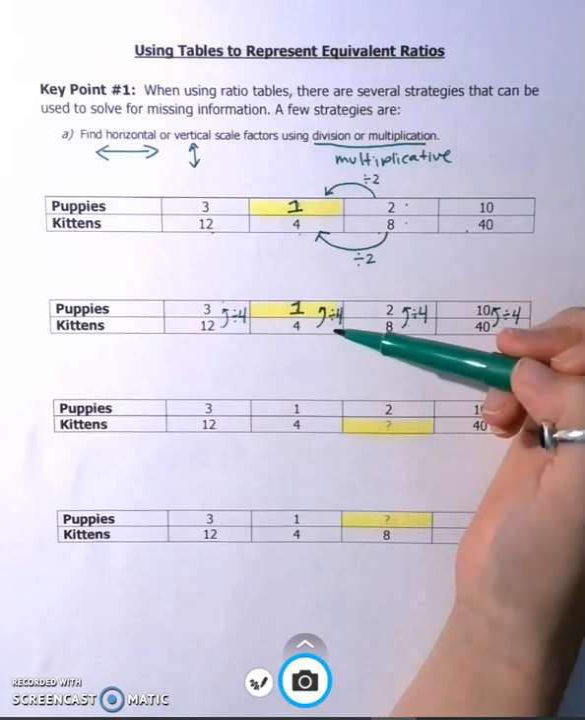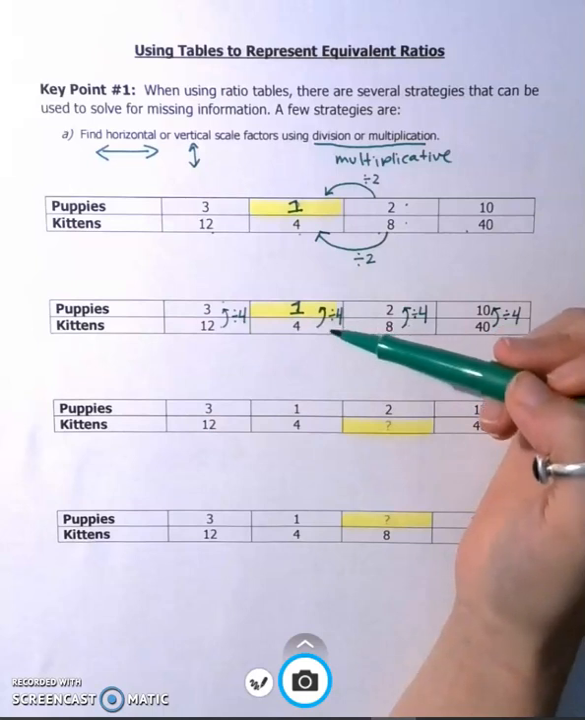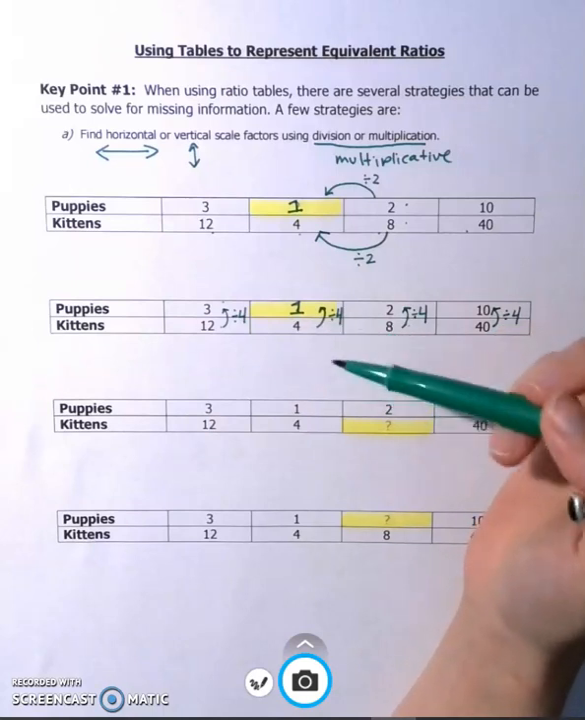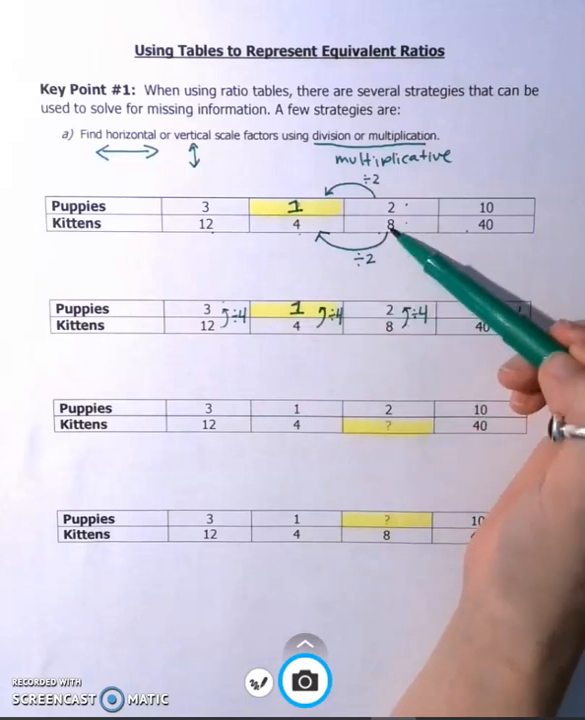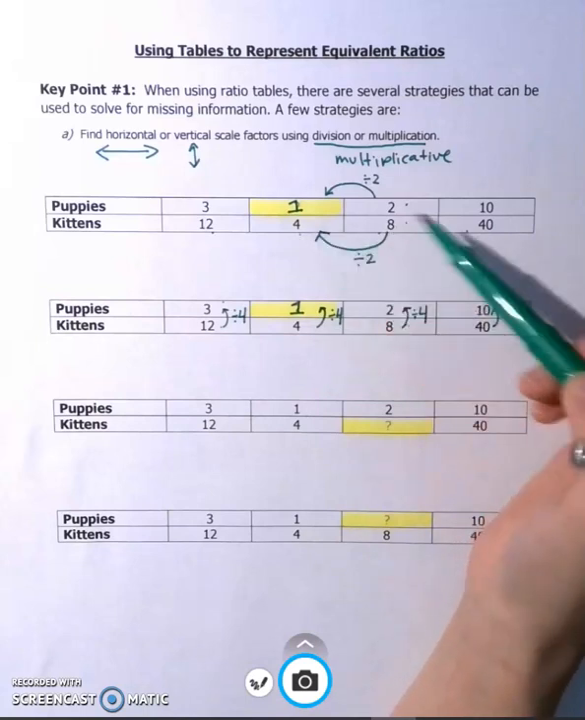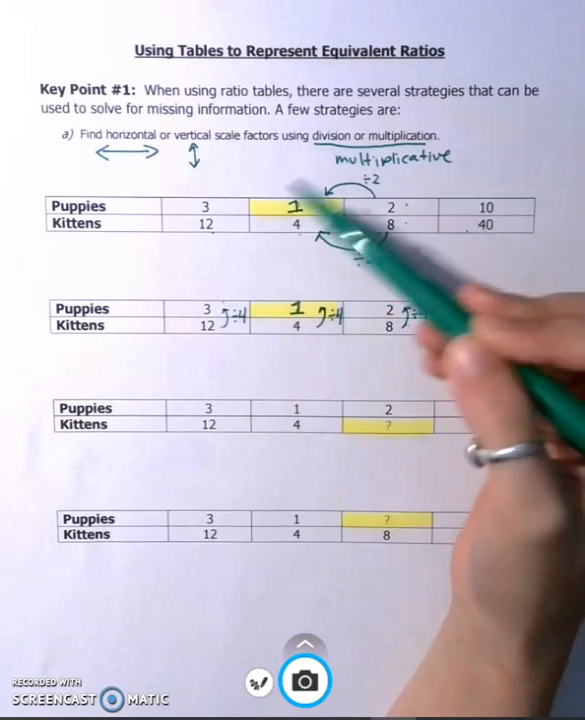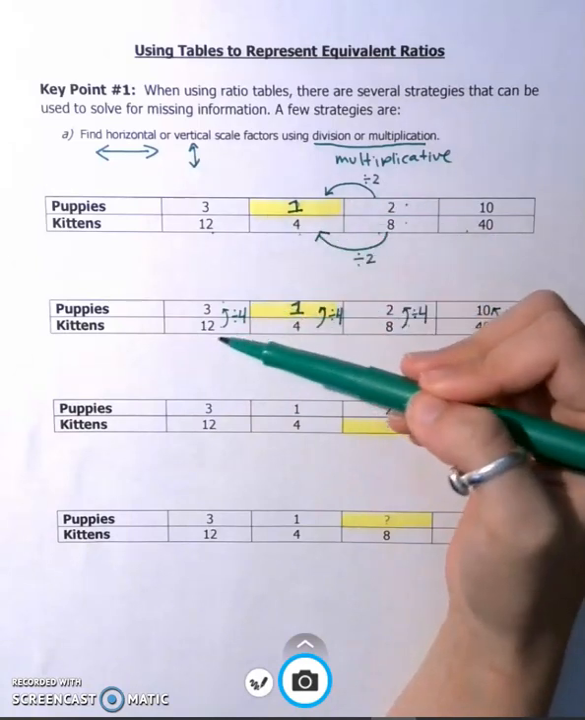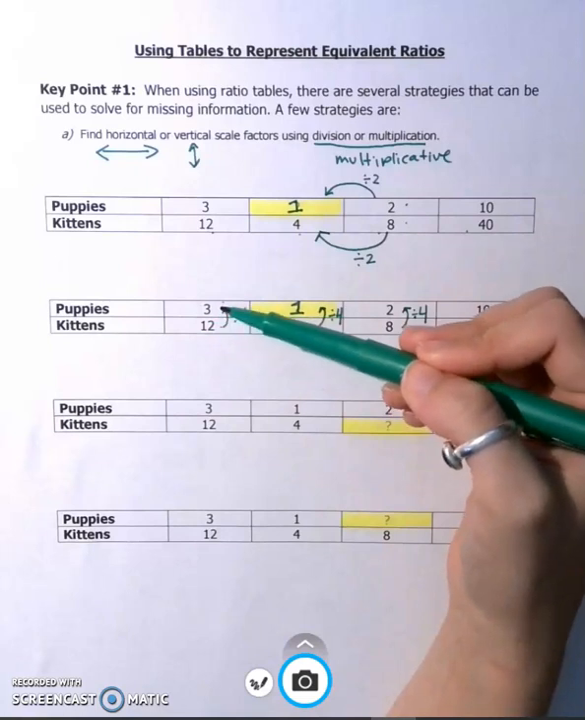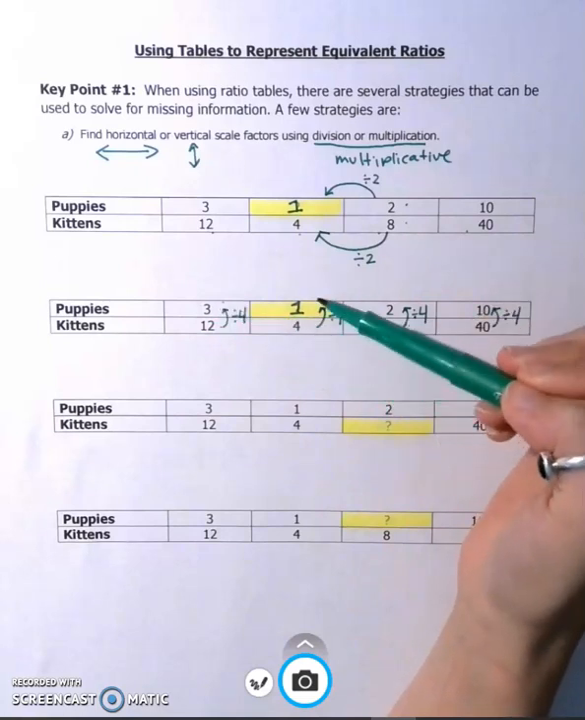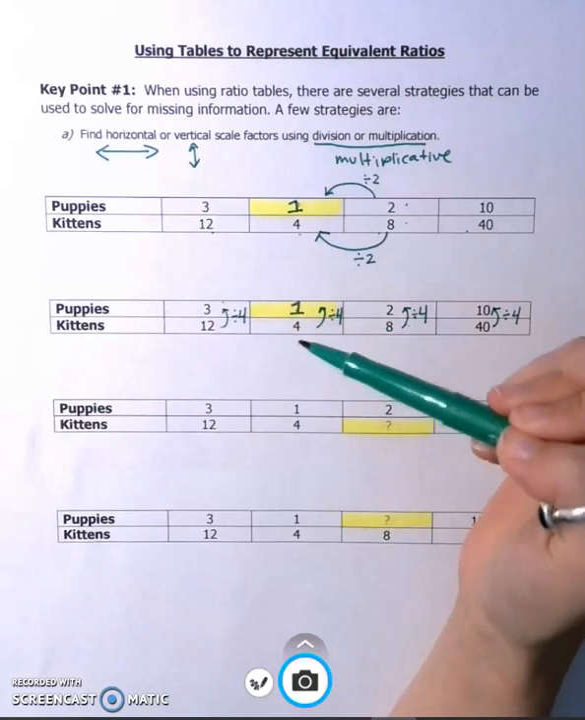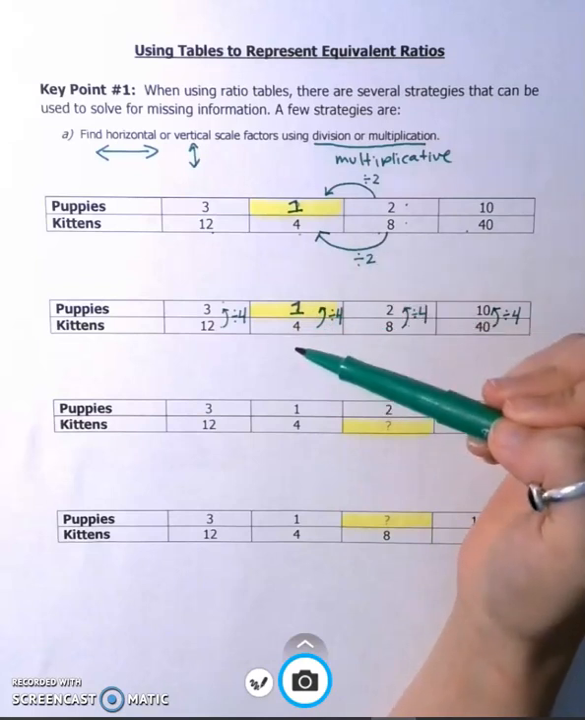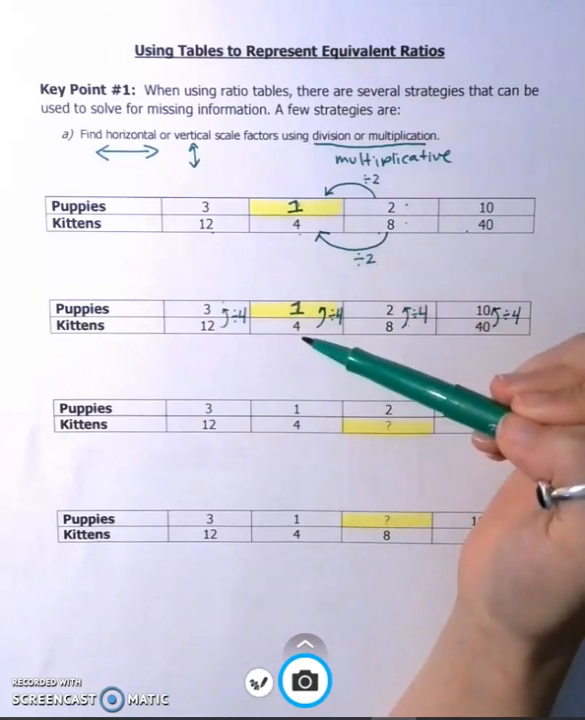So it doesn't matter which one you choose. It's just a matter of what relationships you see. If you saw 8 divided by 2 equals 4, then you could solve this with a horizontal scale factor. If you saw 12 divided by 4 equals 3, then you could solve this with a vertical scale factor. It's up to you to choose the one that works for you in that particular table.